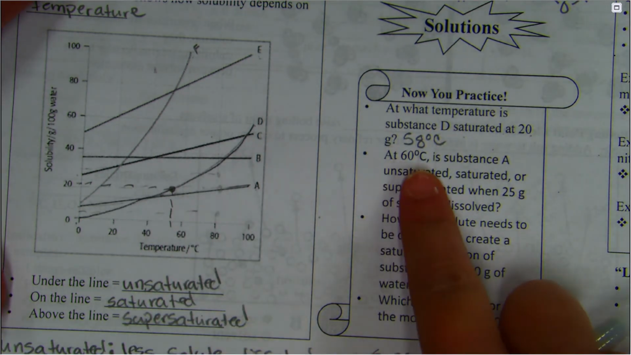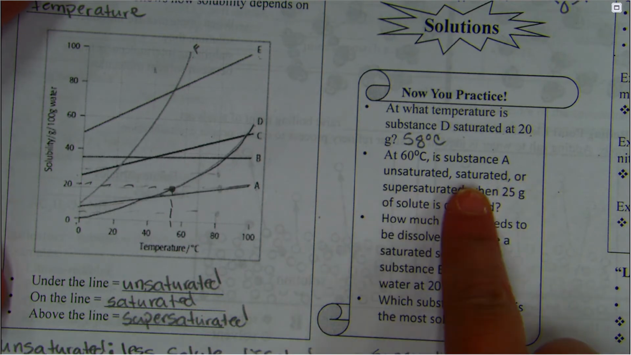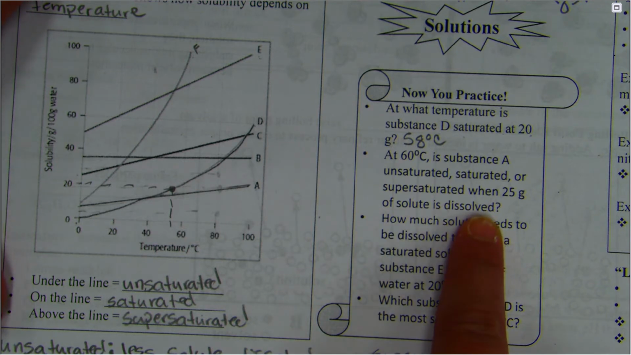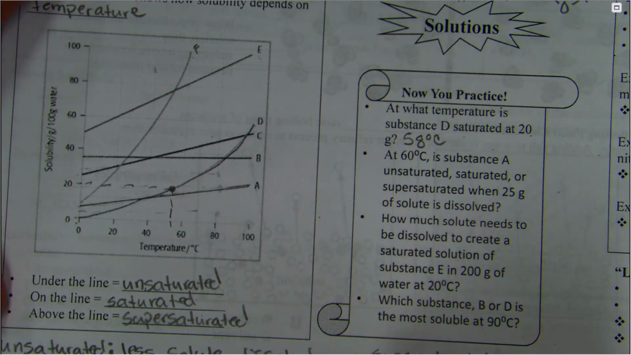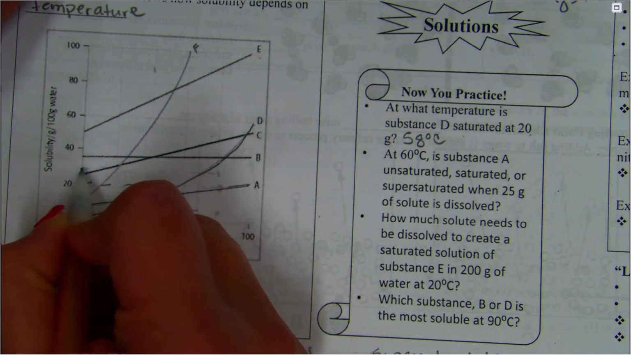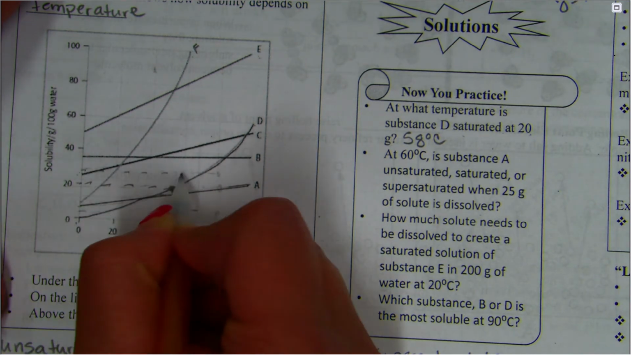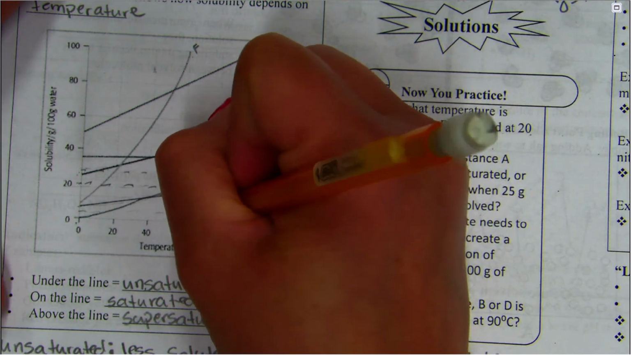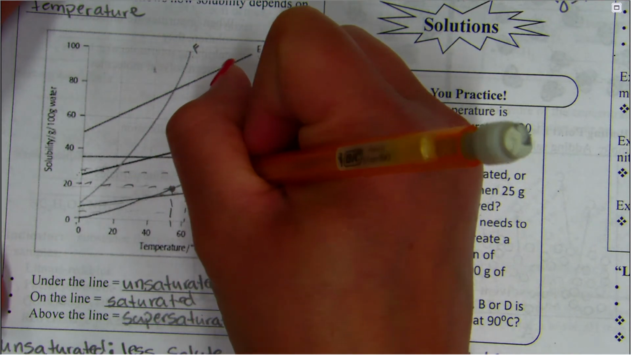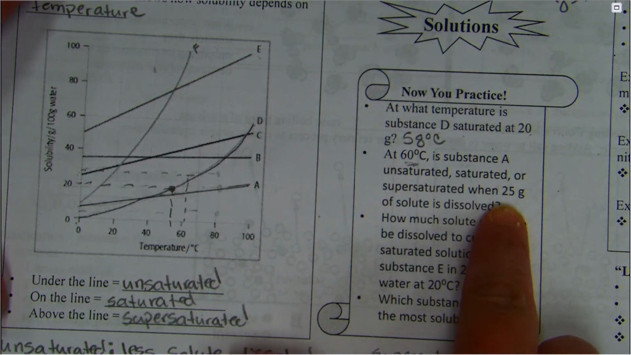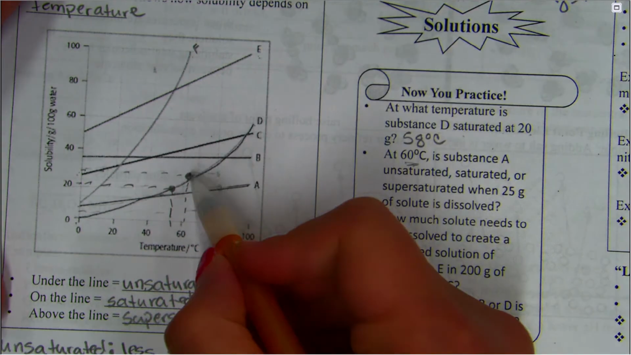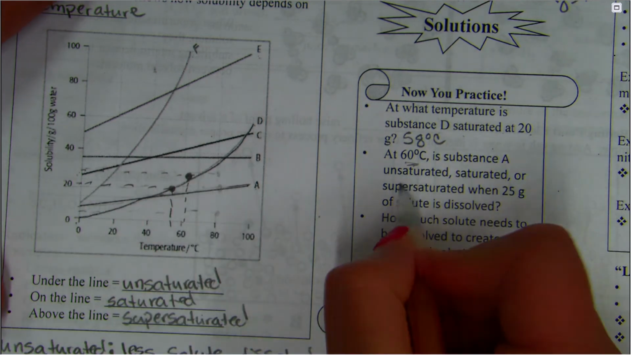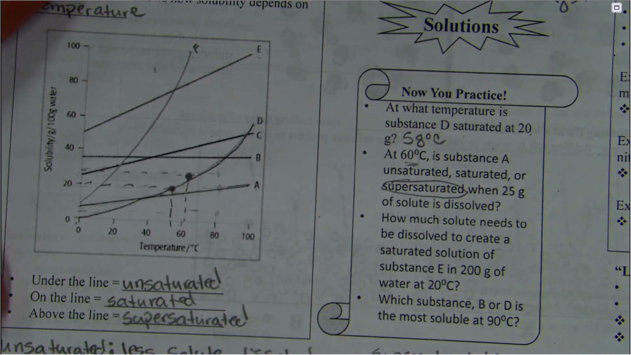At 60 degrees Celsius, is substance A unsaturated, saturated, or supersaturated when 25 grams of solute is dissolved? So what I need to do is find 25 grams, which is about right here. And it says at 60 degrees. So here is 60 degrees. So where does 60 degrees and 25 grams hit? This point right here. This point is above A. Because it is above, it is a supersaturated solution.